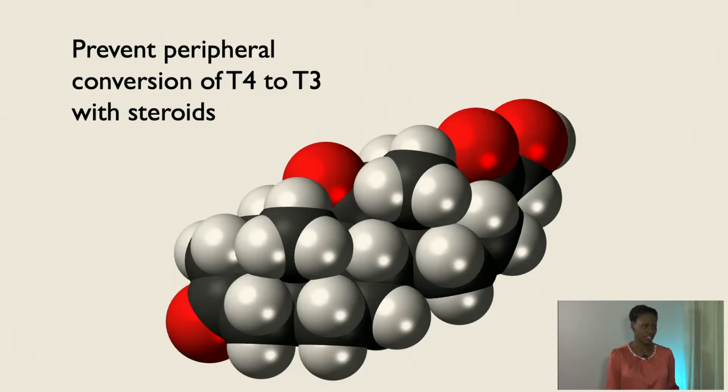And so the next thing is going to be preventing the peripheral conversion of T4 to T3. We're going to do that primarily with the use of steroids. We can do it in a number of ways. We can use hydrocortisone 100 milligrams IV initially, then hydrocortisone 100 milligrams 3 times a day until they're stable. Or we can use dexamethasone 2 milligrams IV every 6 hours.